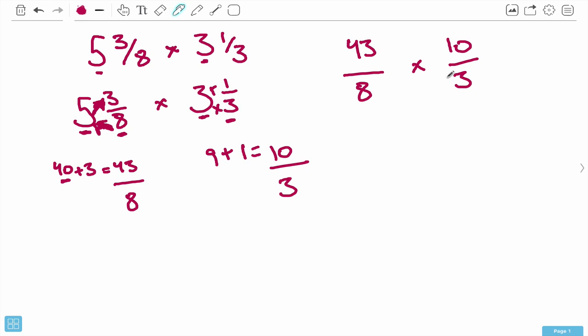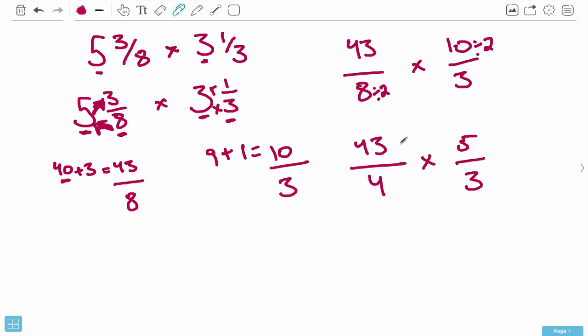Now you can do it by just multiplying straight across, but a lot of times it makes it easier for you later on if you simplify, if you can figure out what number can go into both of these to make it the least common terms. So as we did before, you can divide this by 2, and you can divide this by 2. 3 and 43, not so much, so those will have to stay. So now, 43/4 times 5 over 3.